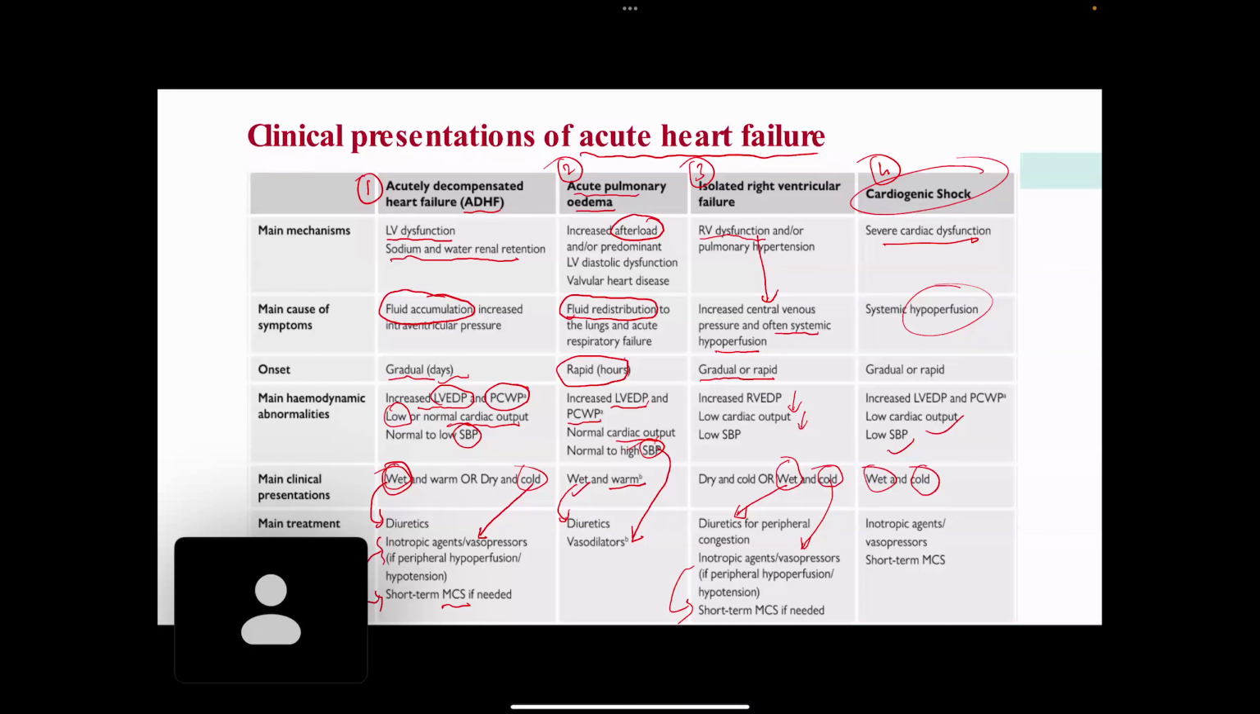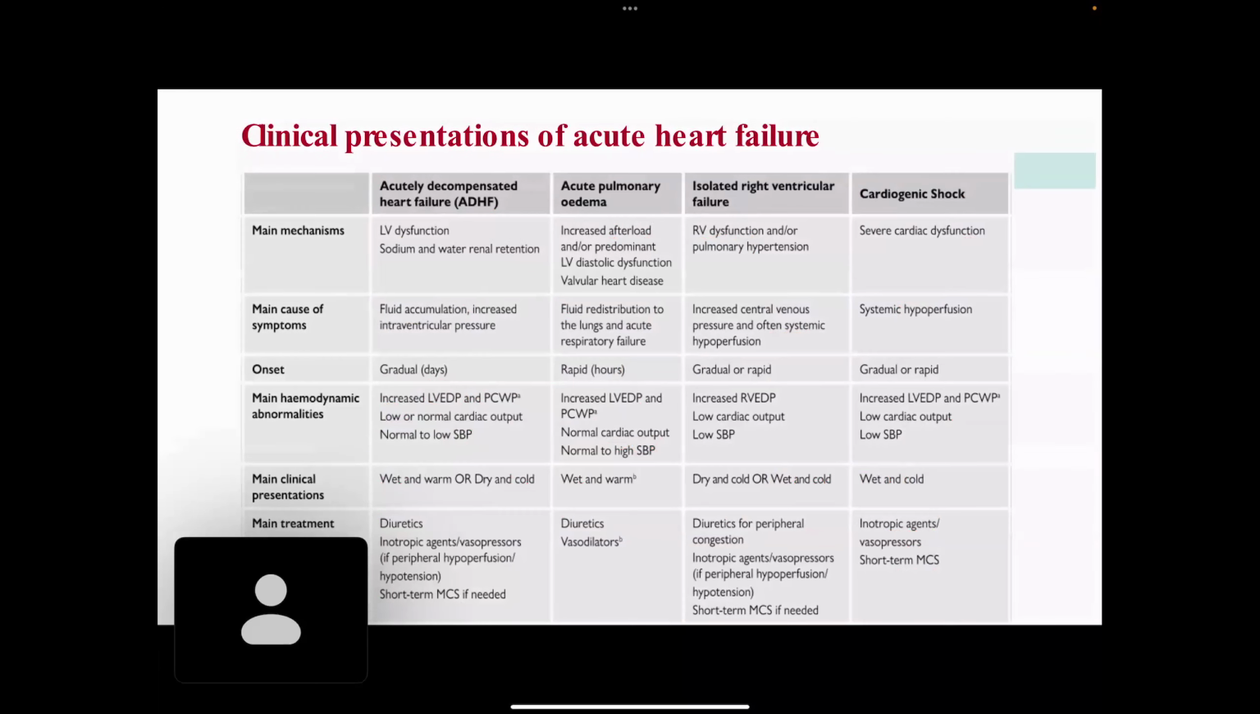Now, the main thing that you need to do in these patients is improve the perfusion. How do you do that? You improve the perfusion by starting this patient on inotropic agents or vasopressors. Once the perfusion pressures improve, you can introduce diuretics to relieve the congestion. If the patient deteriorates, then we have to consider mechanical circulatory support.